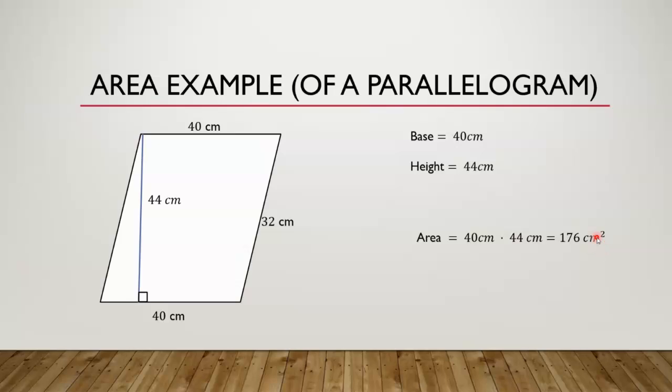I think someone earlier asked a really good question. Why do you have square units with area? This is illustrating it generally because you're multiplying a unit of length with the same unit of length. So you're squaring the unit of length. When you multiply something by itself, you square it. This is why with area, you square the unit. So again, here, the height is not 32 centimeters. The height is 44 centimeters. The line segment here forms a 90-degree angle with the base.